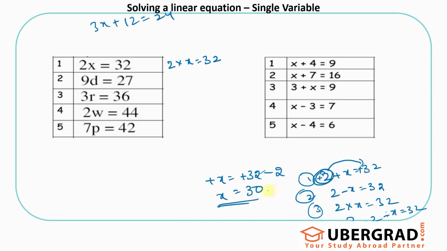If you're still confused when you solve it, do one thing, right? At least substitute it back here. 2 plus 30 is 32. I'm satisfying the equation, so that is fine. At least do that basic check.